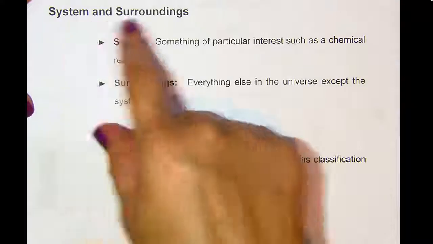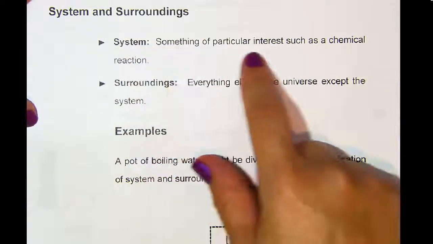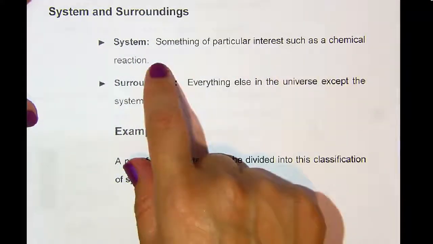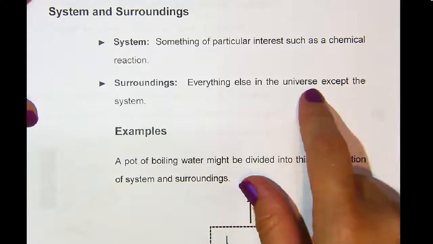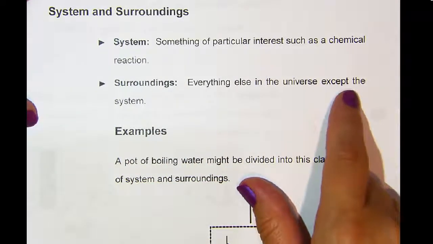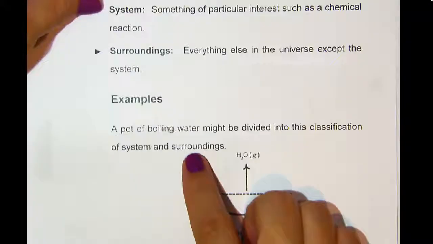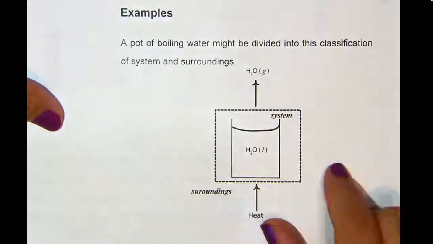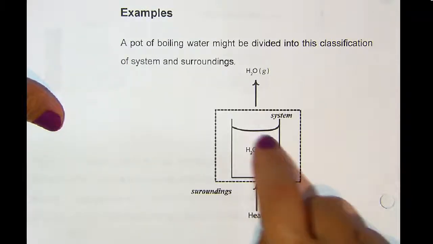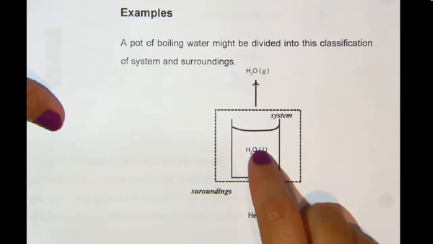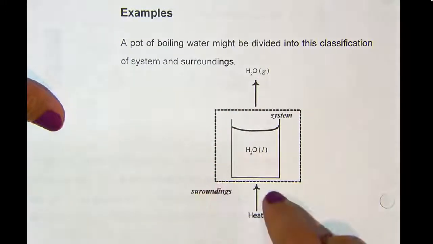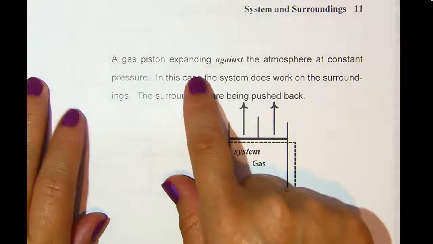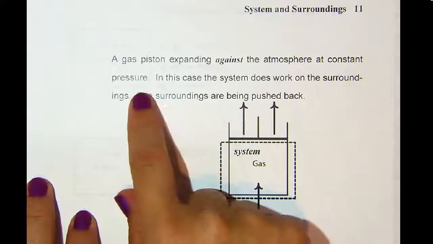Alright, system versus surroundings. The system is something of particular interest, such as a chemical reaction, and the surroundings is everything else in the universe except the system, so everything around the system. Examples: a pot of boiling water might be divided into this classification of system and surroundings. So the liquid that's actually boiling would be considered the system, and then everything around it would be considered the surroundings.